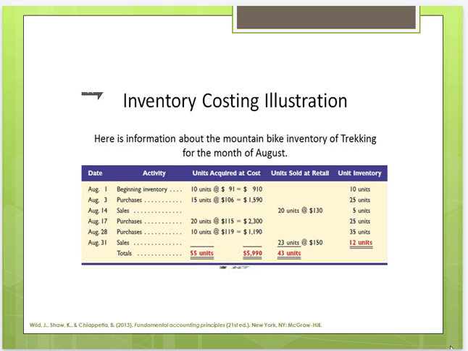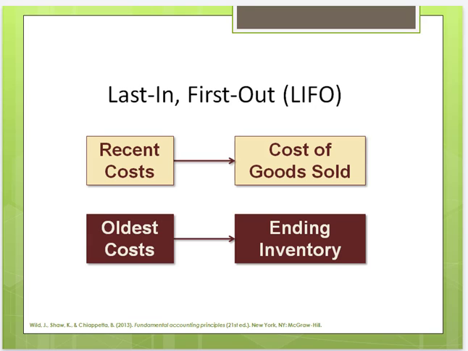Here we are going to look at the same example that we used in the FIFO presentation, okay? So we have our beginning inventory. We have a purchase that occurs on August 3rd. We then have a sale that occurs on August 14th. We make a couple of additional purchases, and then we make a final sale on August 31st. So let's examine how these costs are going to flow.